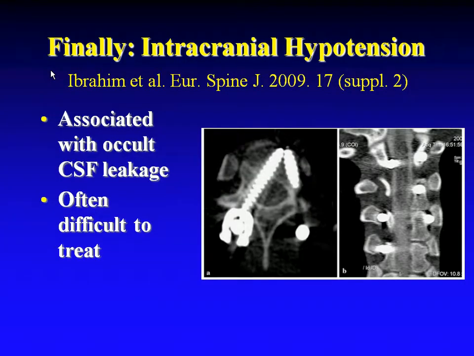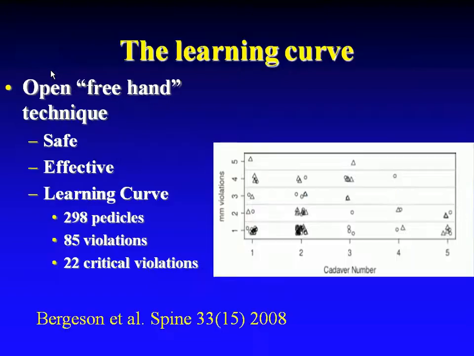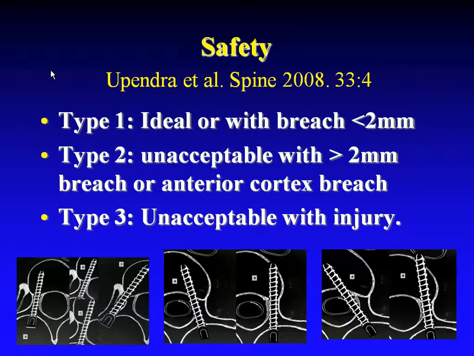So, and other things such as intracranial hypotension associated with CSF leak and a malplaced screw. Pneumothorax can occur with this. And we all know there's a learning curve. As we do more and more of these, we get better and better. And for the younger surgeons in the audience, the residents in particular, begin in a cadaver lab, get very comfortable with this technique in a cadaver lab before, or work with a senior surgeon.